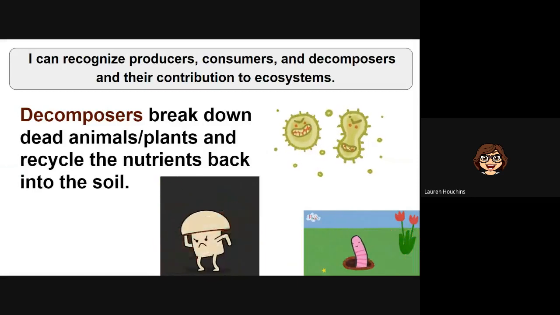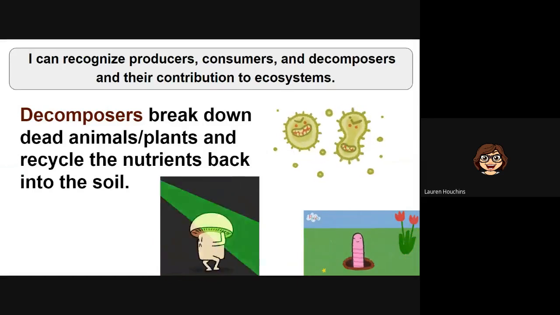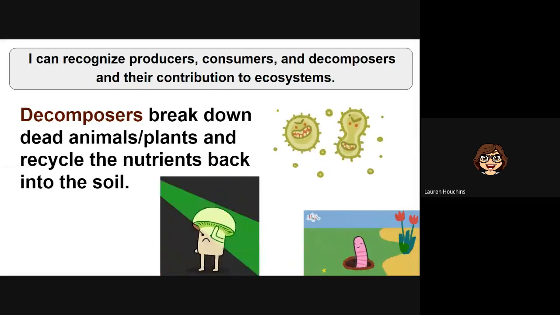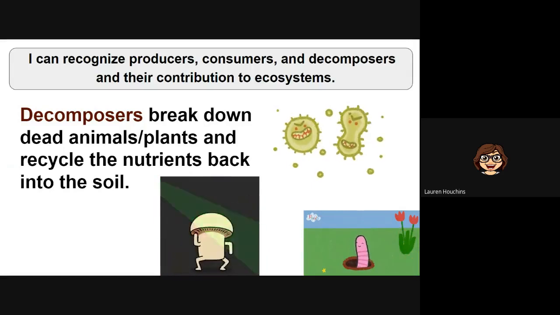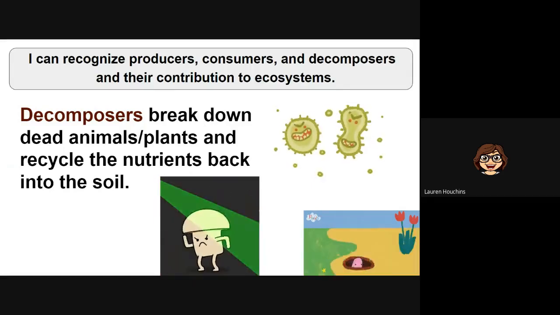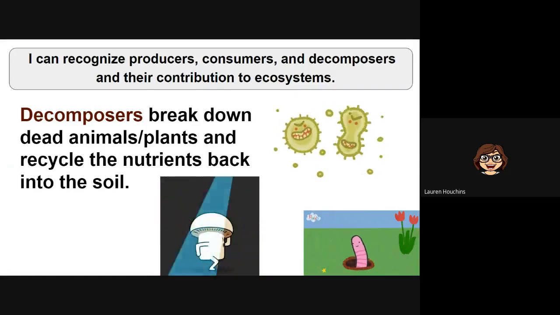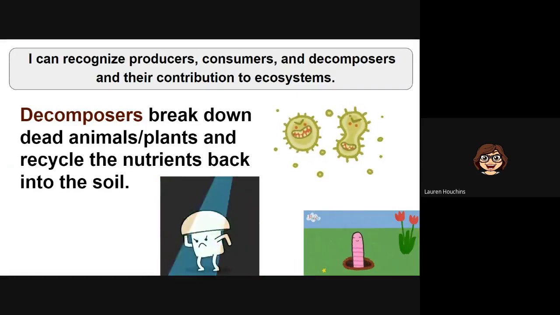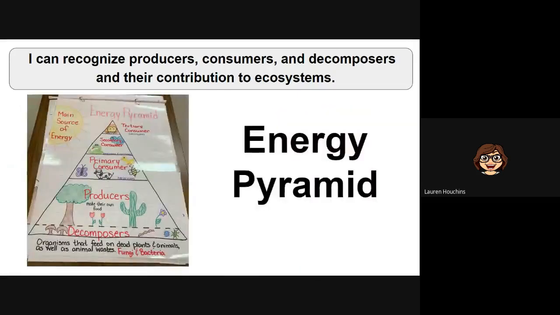And then we have decomposers. And decomposers can be woven in anywhere on this energy pyramid. They're going to break down the dead animals and plants and recycle those nutrients back into the soil. So as I was saying, in our energy pyramid, we've got our producers as our base, then primary consumer, secondary consumer, tertiary at the very top, and then our decomposers are woven in all throughout the energy pyramid.